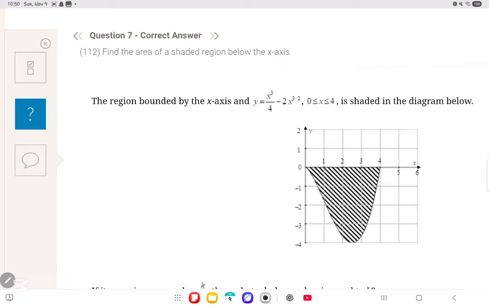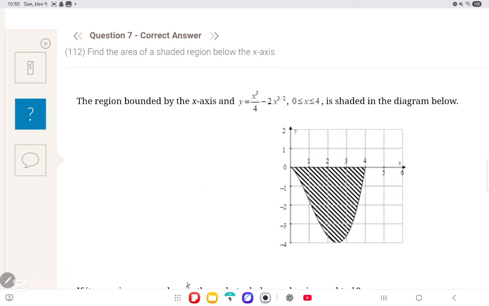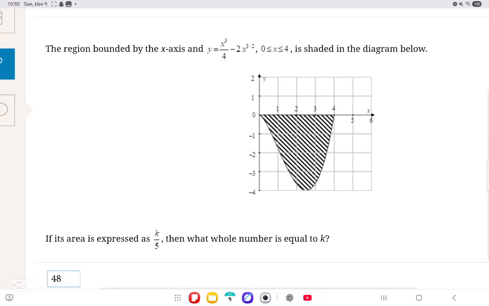We'll move on to question number 7. The region bounded by the x-axis, and okay, they want the area of the shaded region. So how do I find the area of the shaded region? By looking at my graph, I only have two x-intercepts, which are 0 and 4, right? These are my only two x-intercepts. Since this is my scenario, what will I do? I will directly resort to the integration factor, right?